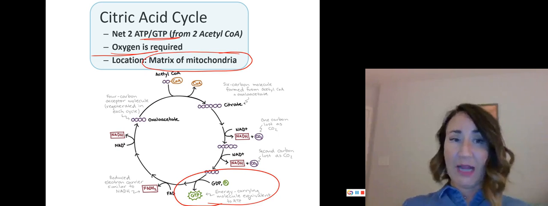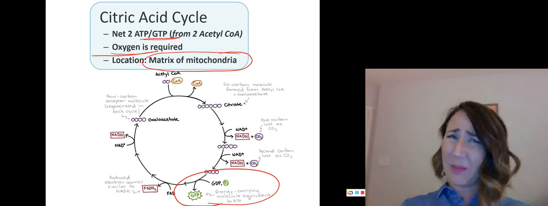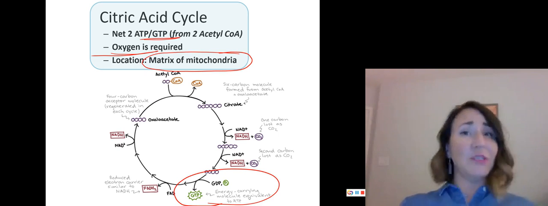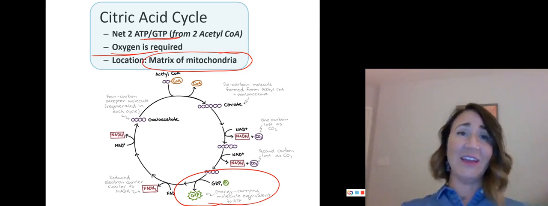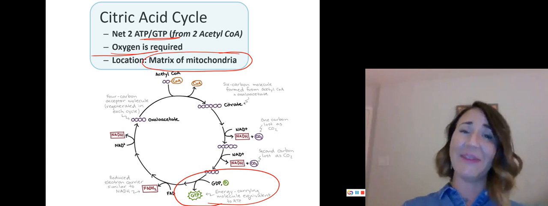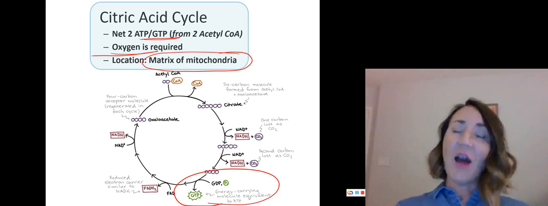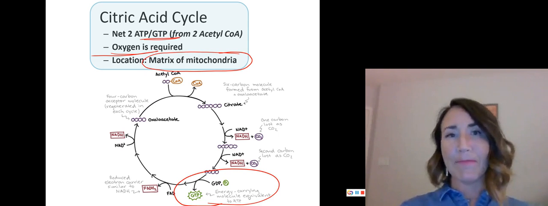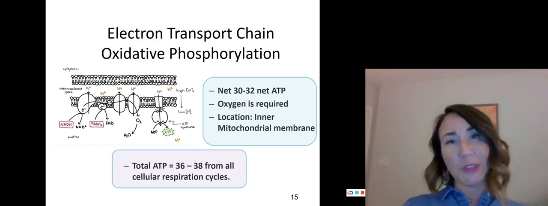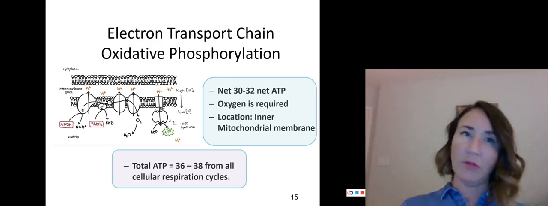Now, you see that I have this really cool picture. I didn't talk about any of it. That's because I don't need you to memorize anything else on this slide except for the fact there's 2 ATP/GTP. Oxygen is required, and this takes place in the matrix of mitochondria. So for the electron transport chain, this is really where we get all of our energy.